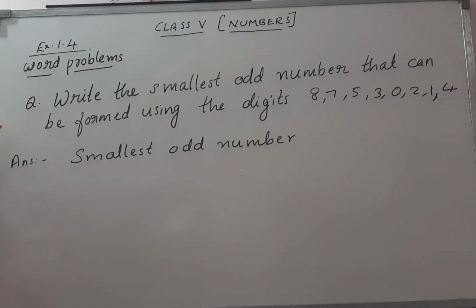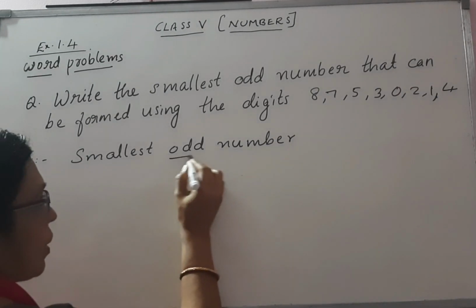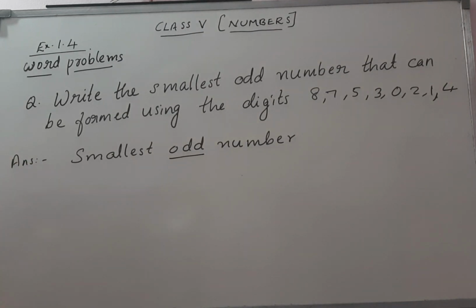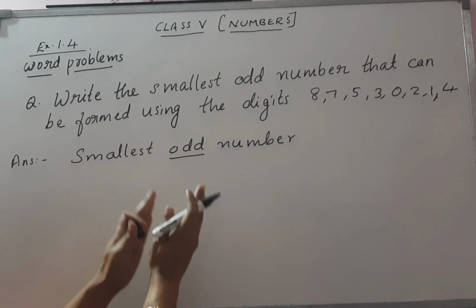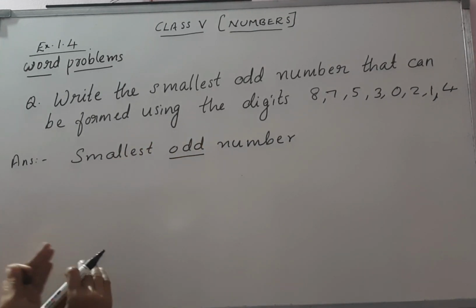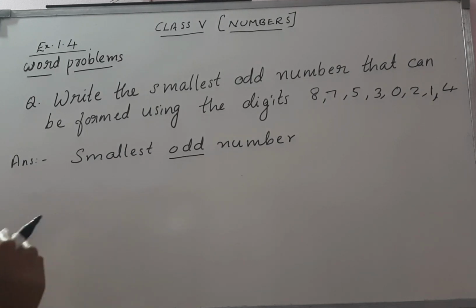Next question: write the smallest odd number that can be formed using the digits 8, 7, 5, 3, 0, 2, 1, 4. These are the digits given. So the smallest odd number is asked. It's not just the smallest number, but here the condition is that it must be an odd number. So we can go through how to form the smallest odd number. I am not taking this condition first. Without taking the condition, I am going to write the smallest number using these digits.